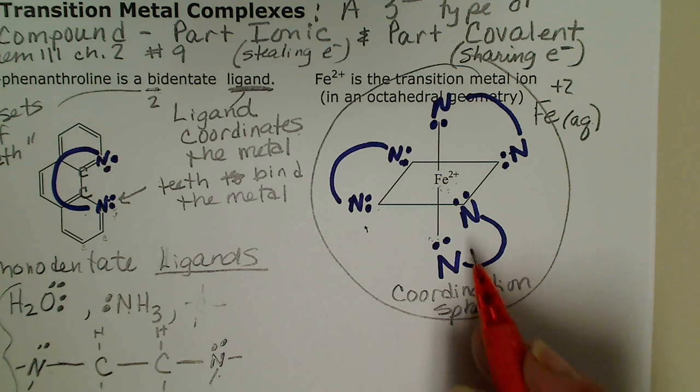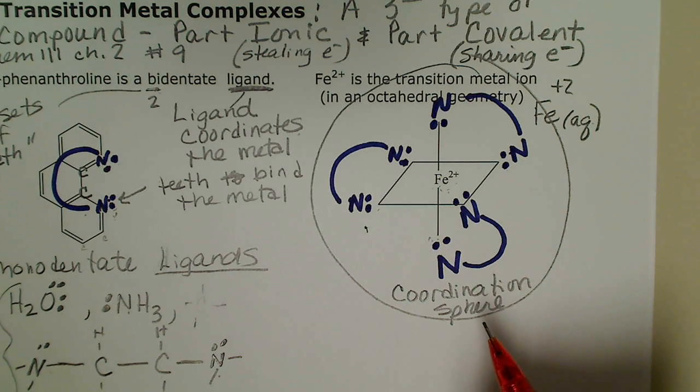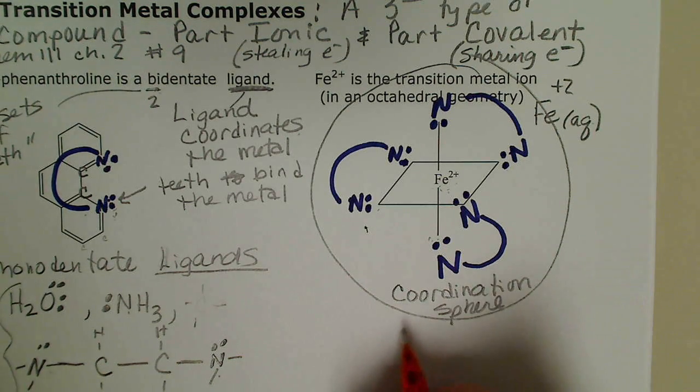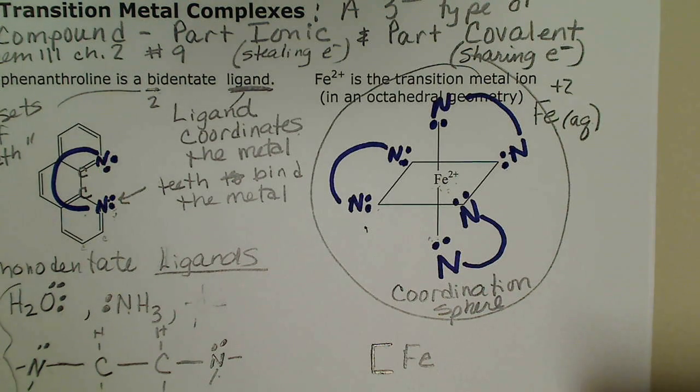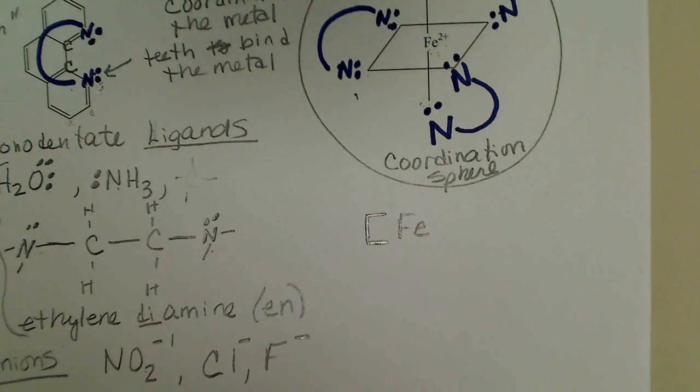And we could also write this as a formula, and when we do that, we show these type of brackets, and we would write Fe without the charge.